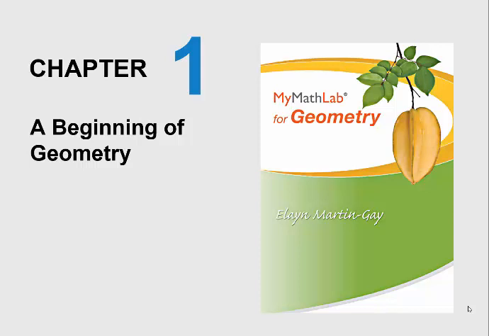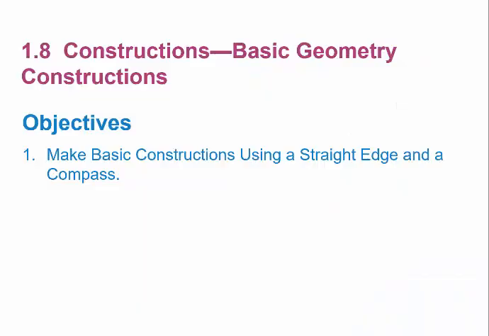Hi class. Today we're still going to be in chapter 1, but we're actually going to finish it today. So we're going to go into section 1.8. This is about constructions, basic geometry constructions. We have one objective in this lecture: we want to make basic constructions using a straight edge and a compass.